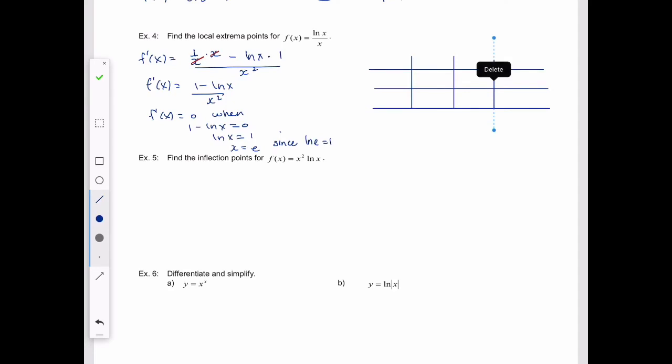I think it should be enough. So we know this one's going to be e. This is when x is greater than e. And we know in this case here that this is when x is going to be less than e, but also x has to be greater than 0. It can't be equal to 0.